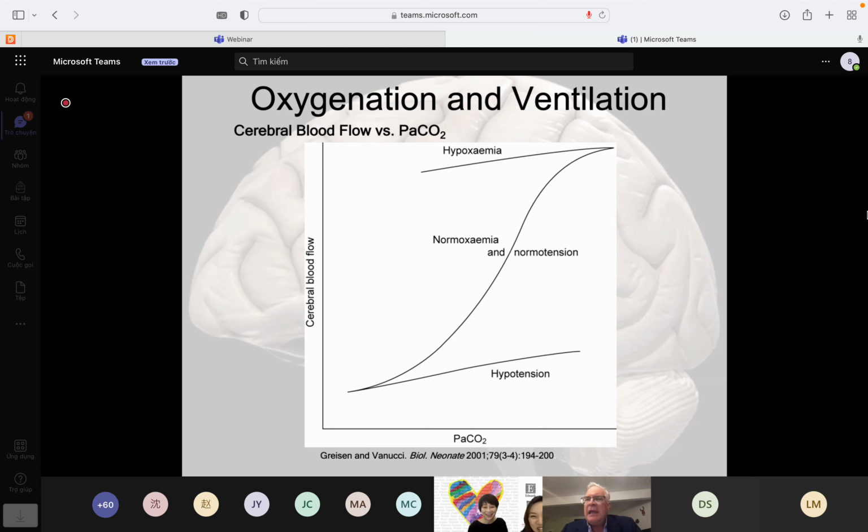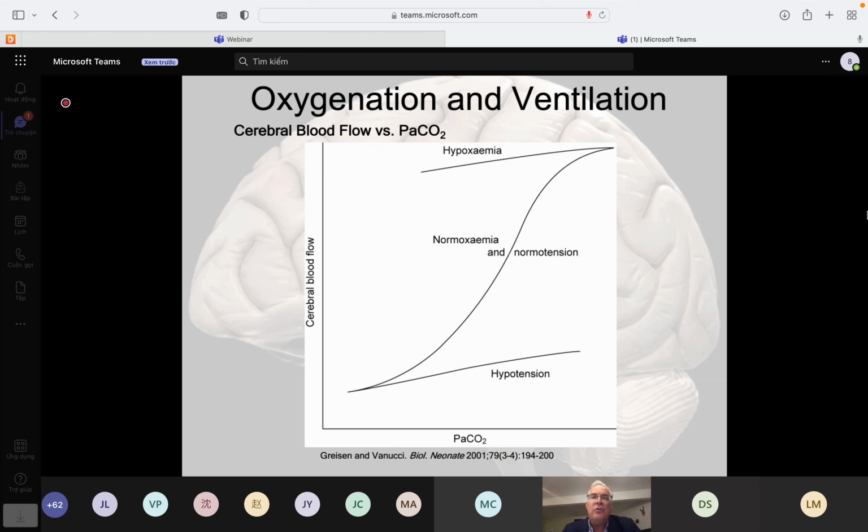Finally, something that can't be underestimated when you're looking at cerebral oximetry is the PaCO2 of your patient. The PaCO2 is an extremely potent vasodilator for the cerebral vasculature. You can see on this diagram how just small amounts of change in PaCO2 can lead to dramatic changes in cerebral blood flow. When patients become hypoventilated, in other words, their CO2 increases, you can see how the cerebral blood flow dramatically increases.